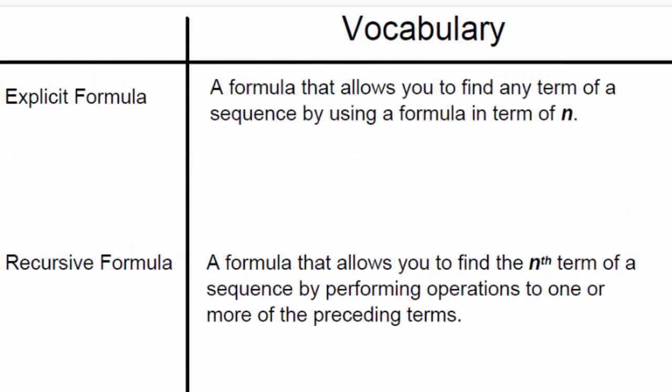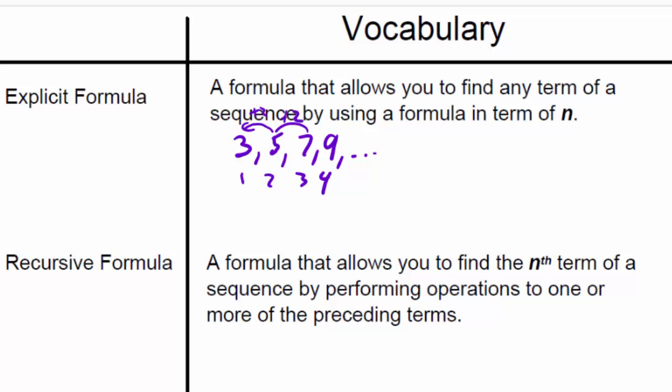It's a formula that allows you to find any term of a sequence by using a formula in terms of n. For example, if I have the following sequence, 3, 5, 7, 9, this is the first, second, third, and fourth term. And this is arithmetic because the difference between 3 and 5 is plus 2, and the difference between 7 and 5 is plus 2.